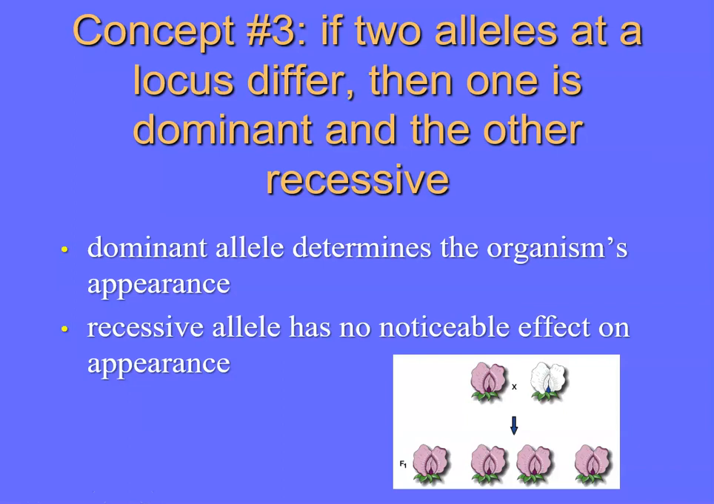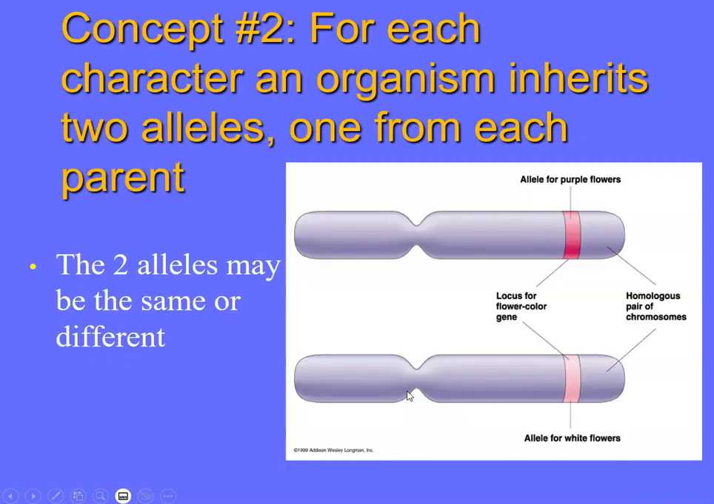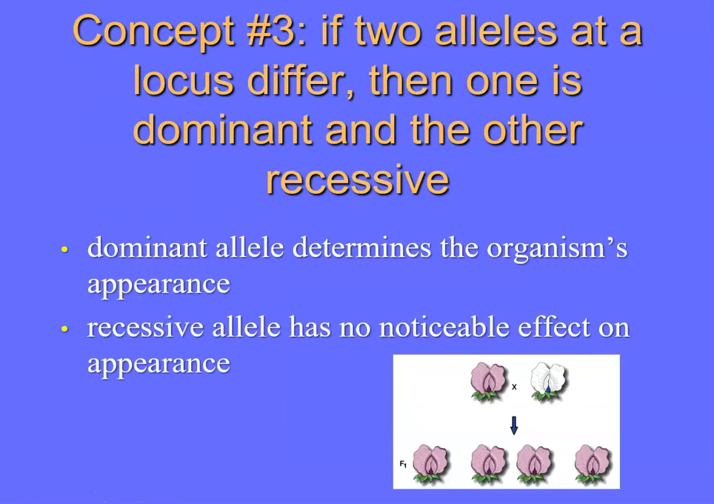What that means is that when you have a dominant and a recessive together, the recessive allele is masked. It has no noticeable effect on the appearance of that organism for that trait, while the dominant allele is the one that determines the organism's appearance for that trait. So the F1 generation actually had the alleles that we just talked about, an allele for purple, an allele for white, one from each parent, but they did not express the white flower color because it's recessive to the purple flower color allele, which is dominant.